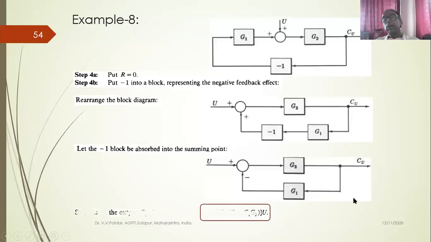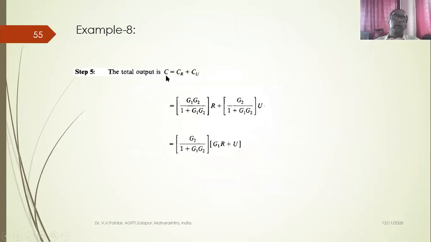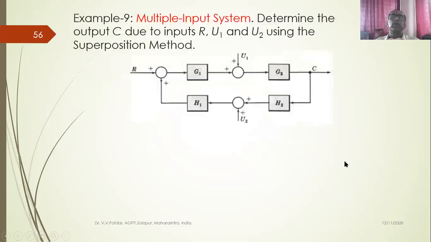Earlier I had got Cr. So the final C will be equal to the summation of Cr and Cu. Cr plus Cu. So the final total output is C equal to Cr plus Cu. Cr is this and Cu is this. I get the final transfer function. And you can solve this problem at home. This is the practice problem.